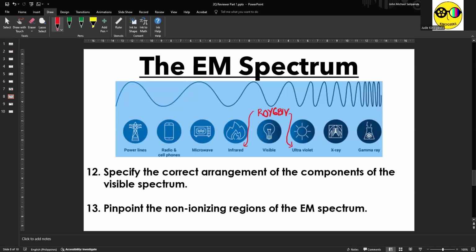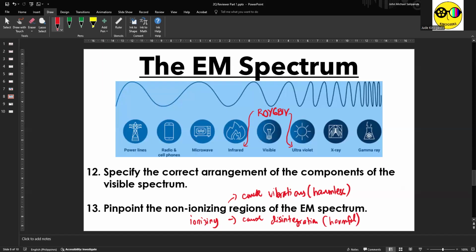Now, number 13, pinpoint the non-ionizing regions of the electromagnetic spectrum. When we say non-ionizing regions, these refer to radiation that cause vibrations and is basically harmless, while ionizing radiation cause disintegration of bonds of molecules, making it harmful.